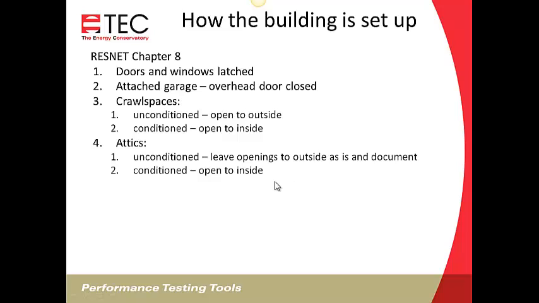Conditioned attics, you want open to the inside. So if there's a pull-down stairway going to an attic where the rafters are spray foamed, during the blower door test, you want that attic hatch to be open to the inside. So that's part of the conditioned space. That pull-down stairway is an interior door, essentially. You want to open that.